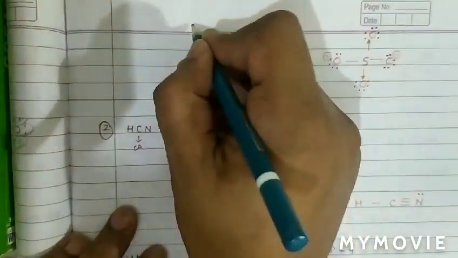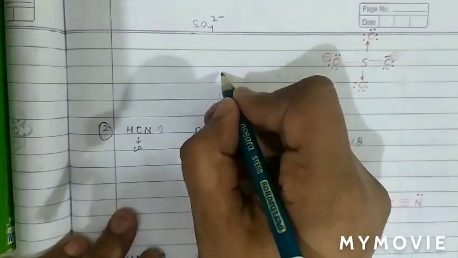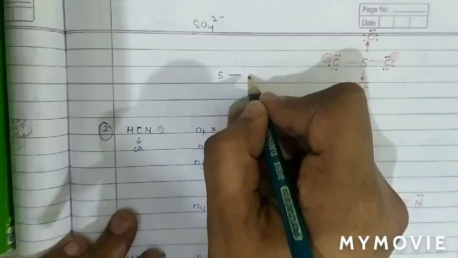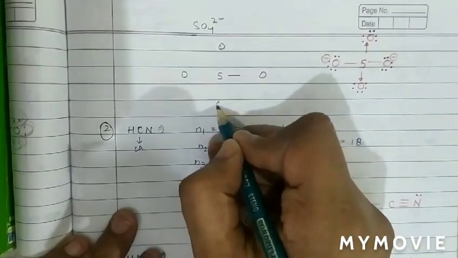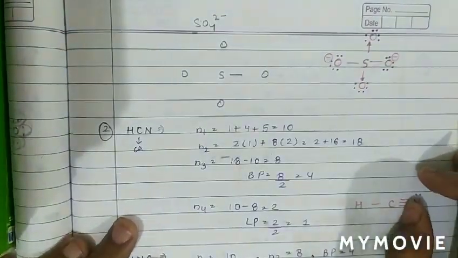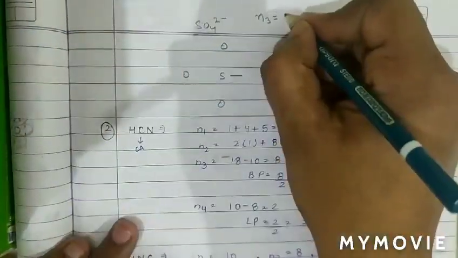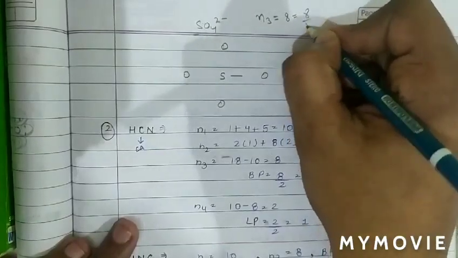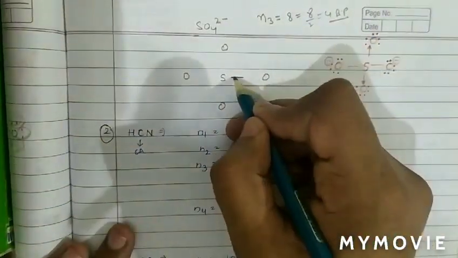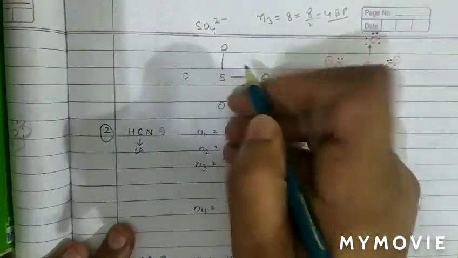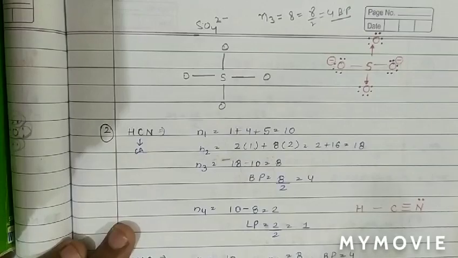See, as we know, in SO4 2 negative, sulfur is less electronegative, so sulfur will be present at the center. Sulfur, then the surrounding atoms must be oxygen. So the least electronegative will be the central atom. As we have N3, the number of shared electrons, and shared electrons are 8, so bond pairs are 8 by 2, means 4 bond pairs. We have 4 bond pairs. So for 4 bond pairs, draw one bond between sulfur and this oxygen, one bond between this, and one bond between this, and one bond between this. So we have drawn 4 bond pairs.